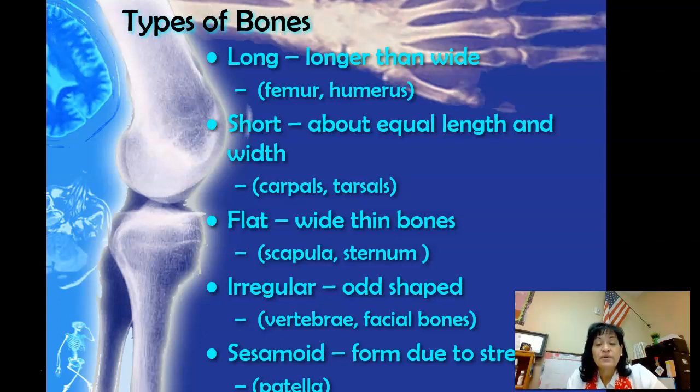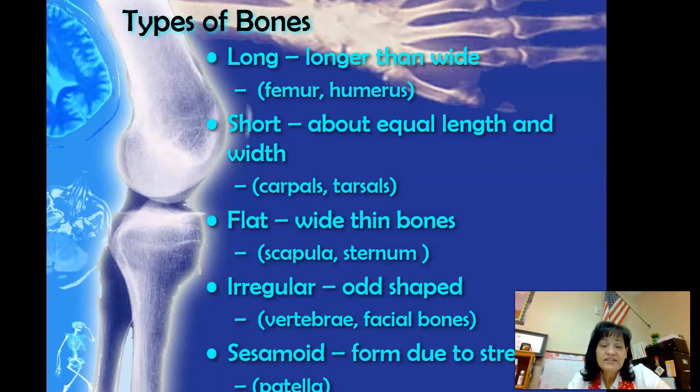Then we have irregular bones. These are odd-shaped bones, and these would be your vertebral bones. And we'll be showing you pictures of the vertebrae. You'll see just how odd and differently shaped it is. And then facial bones. You've got some really interesting facial bones inside your skull.